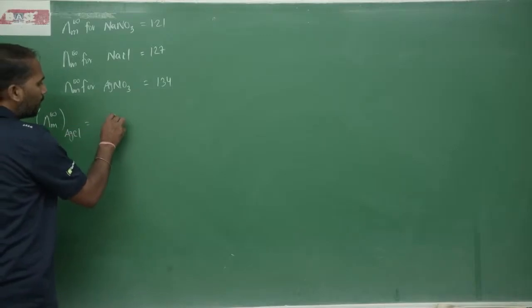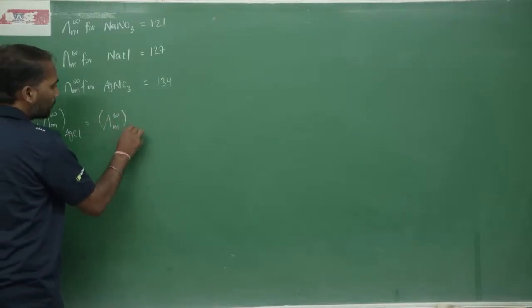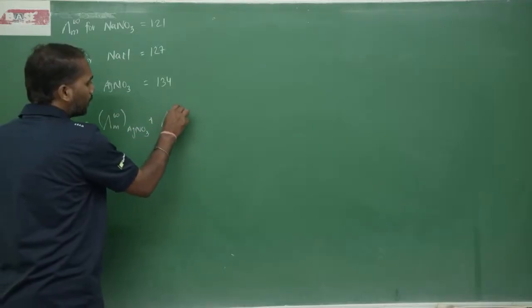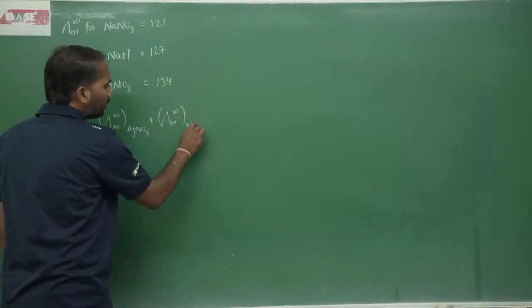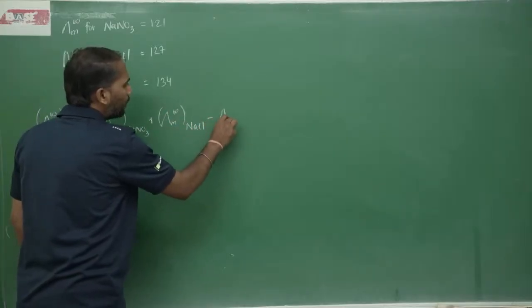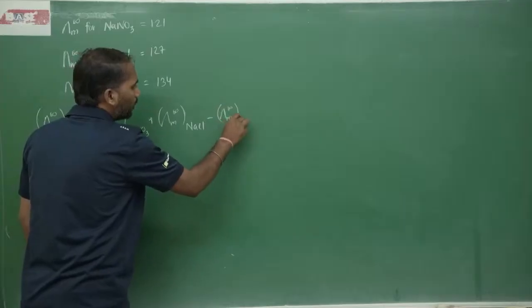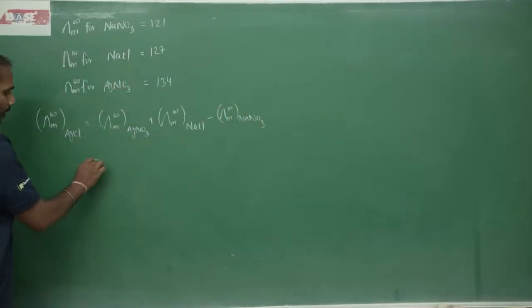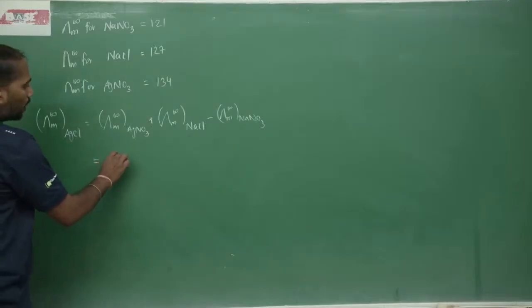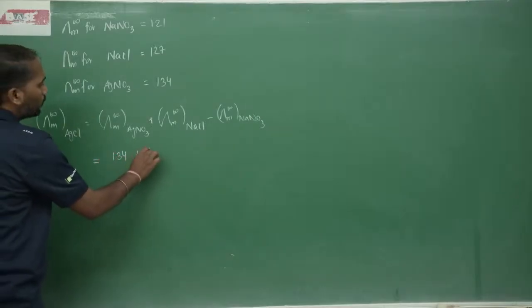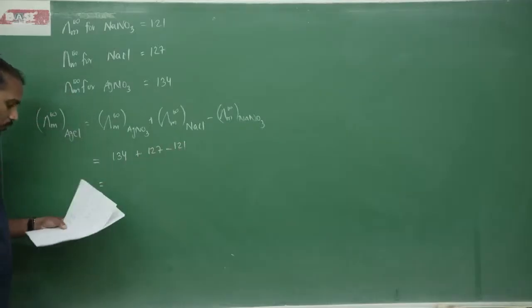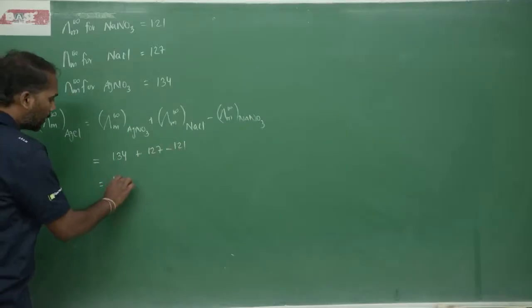Lambda m infinite AgNO3 plus lambda m infinite NaCl minus lambda m infinite NaNO3. These three, if I do, I'll get AgCl's lambda infinite. So this is 134 plus 127 minus 121. So this comes out to be exactly 140.